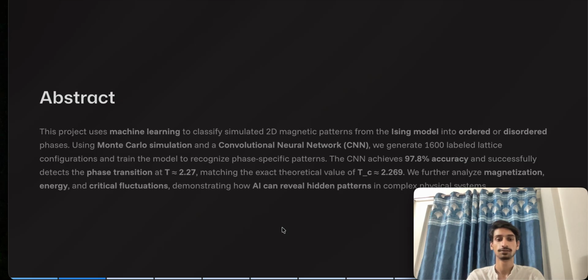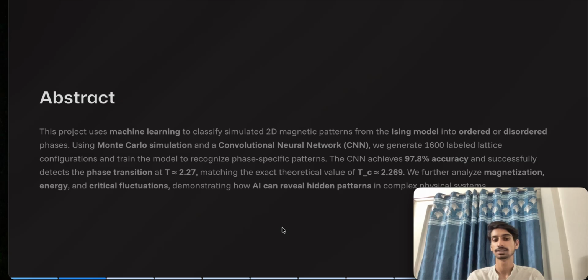Then we feed them into a CNN, an AI that excels at image recognition, to learn the visual difference between organized domains and random noise. After training, the CNN correctly identifies 97.8% of unseen lattices. It doesn't use equations or thermodynamics, it just looks.